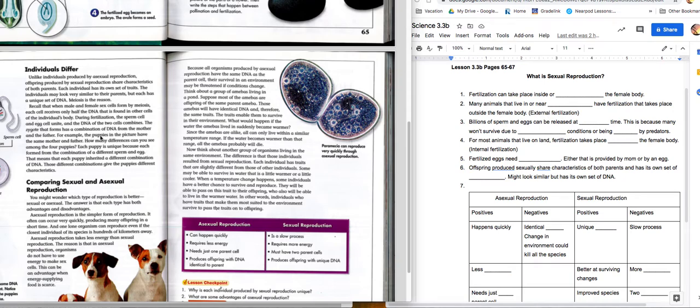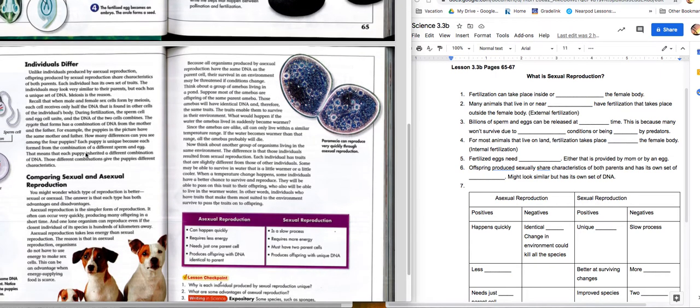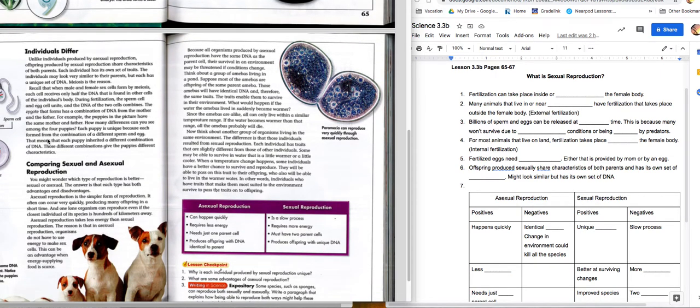For example, the puppies in the picture have the same mother and father. How many differences can you see among the 4 puppies? Each puppy is unique because each is formed from a combination of a different sperm and egg. That means that each puppy inherited a different combination of DNA. Those different combinations give the puppies different characteristics.